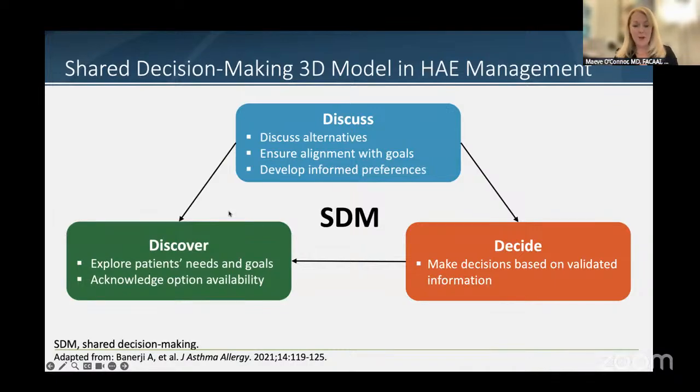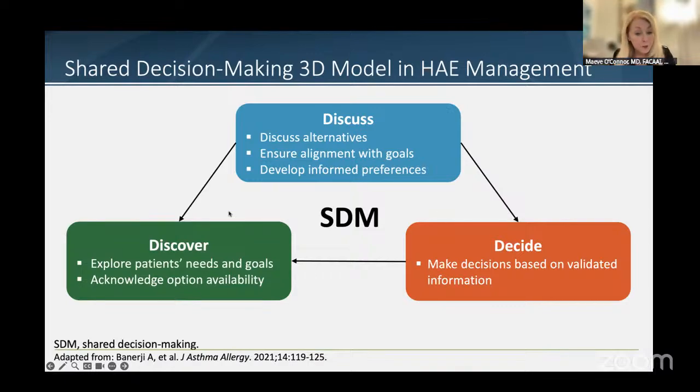So again, shared decision-making. Very important to discuss all of the treatment options available to the patient, ensuring that you, as the prescriber, are aligned with the patient and the caregiver goals, and developing informed preferences, making sure the patient truly understands the discussion and all questions are answered. Talking to the patient about their needs and goals, making sure that the patient has been heard about what they really want.